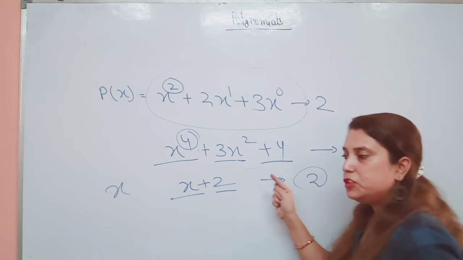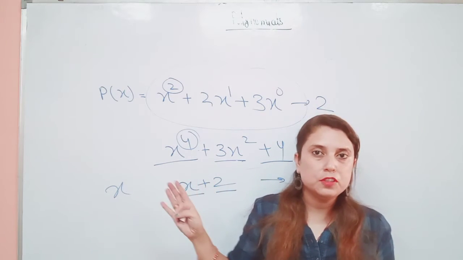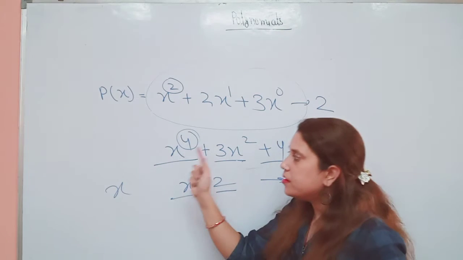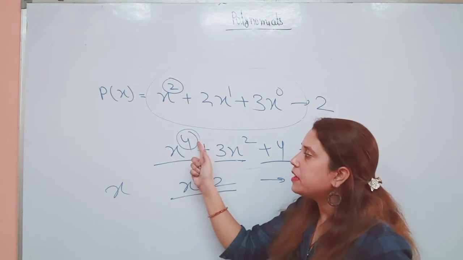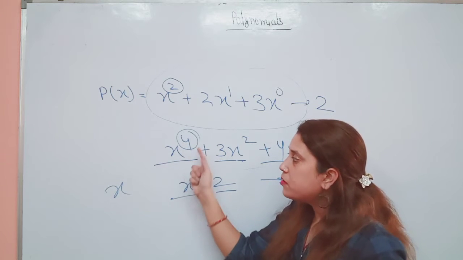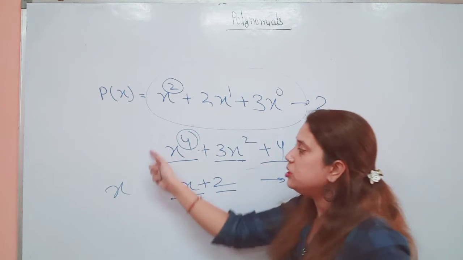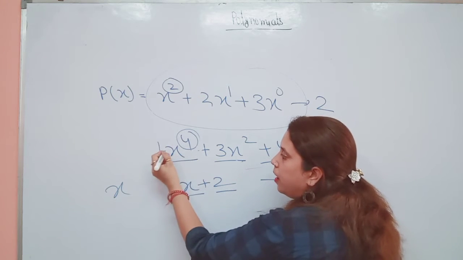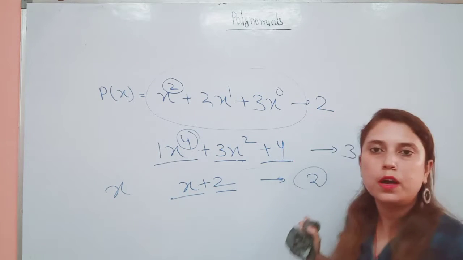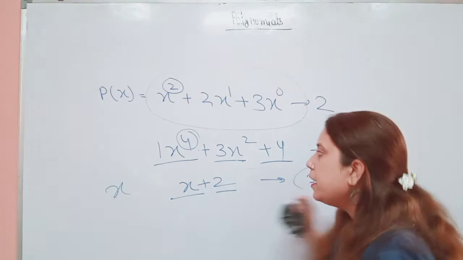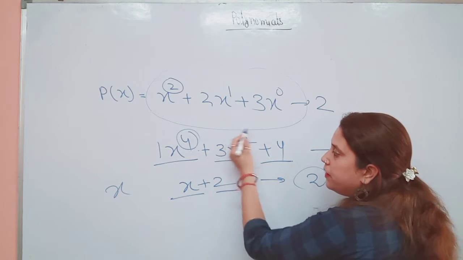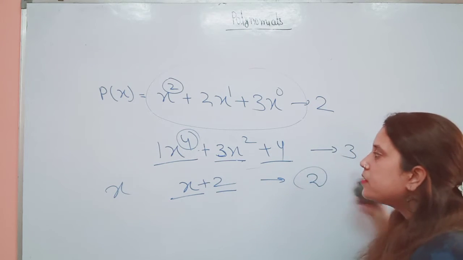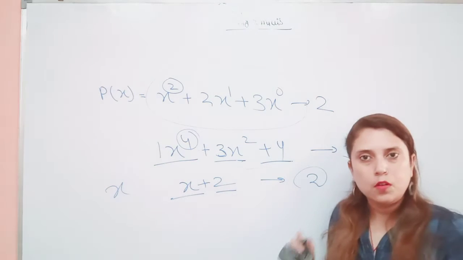What is the coefficient? We have already studied the coefficient in class 9. How to find the coefficient? What is the coefficient of x raised to the power 4 in this polynomial? It is 1. Whatever is multiplied with it, that will be the coefficient. Here the coefficient of x raised to the power 2 is 3, and the constant term is 4. Okay beta?